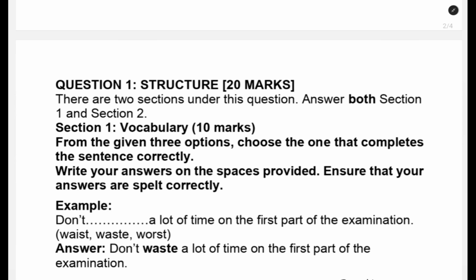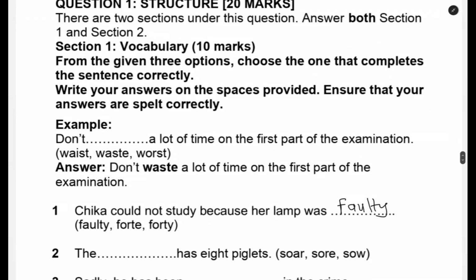So section 1 is vocabulary, and this section carries 10 marks. The instructions given say, from the given 3 options, so we are going to be given 3 options, choose the one that completes the sentence correctly. Write your answers on the spaces provided. Ensure that your answers are spelled correctly.